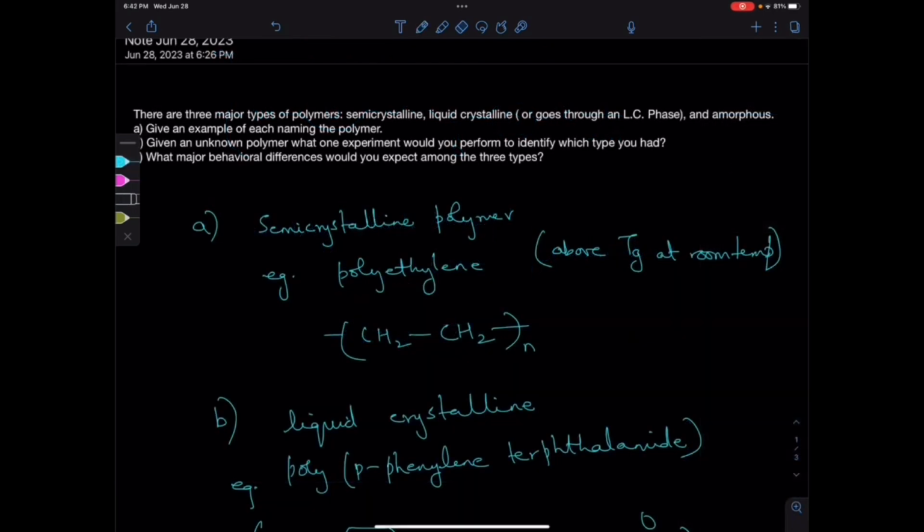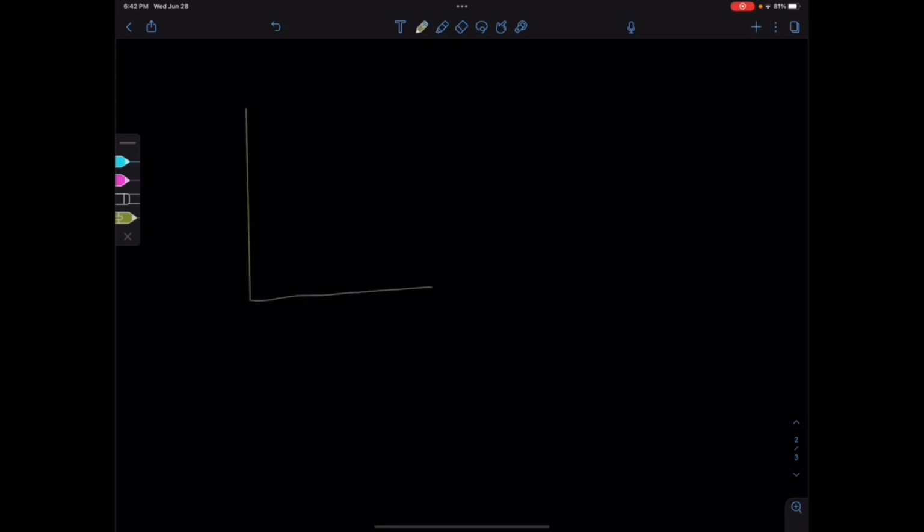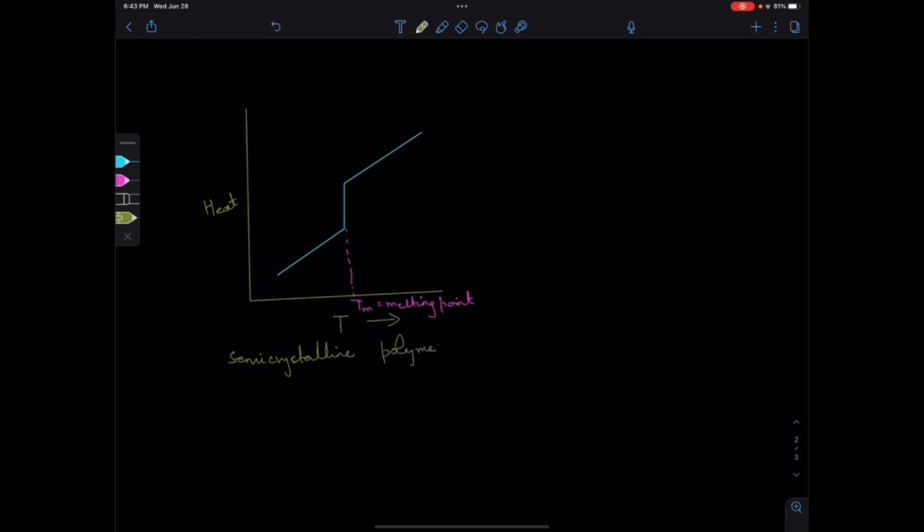Given an unknown polymer, what one experiment would you perform to identify which type you had? We can heat the polymer and study the effect of temperature. For a semicrystalline polymer like polyethylene, the graph of temperature versus heat would be like this. It will undergo a first order transition at its melting point, whereas an amorphous polymer will undergo a second order transition at its glass transition temperature.